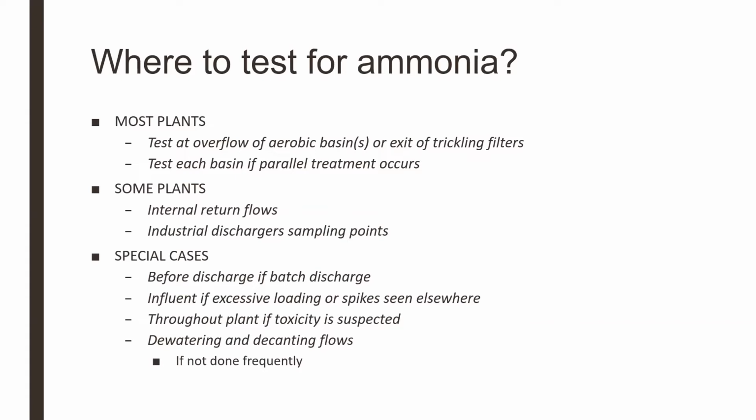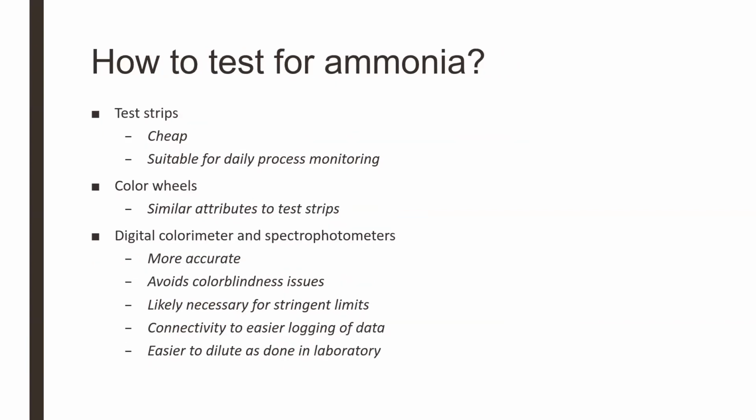So if you only deal with biosolids on a very irregular basis, every few months or so, or seasonally, understanding the ammonia with internal flows can be pretty important because it can be quite high sometimes, depending on how the biosolids have been treated and processed to the point that you're decanting or dewatering them. So how do you test for ammonia at your treatment facility?